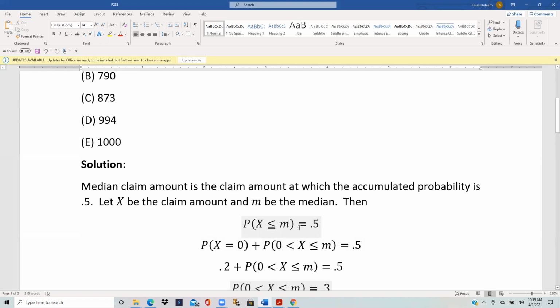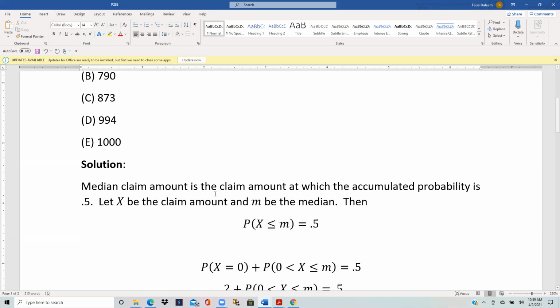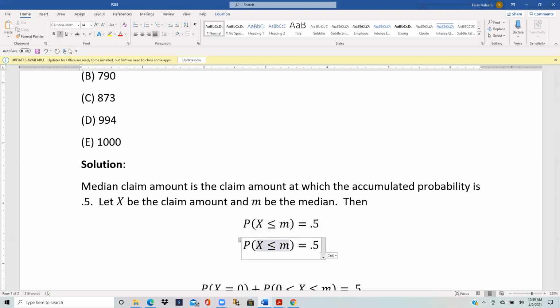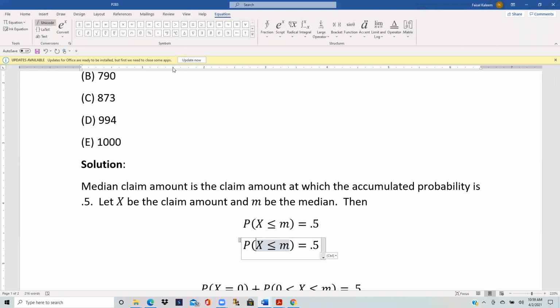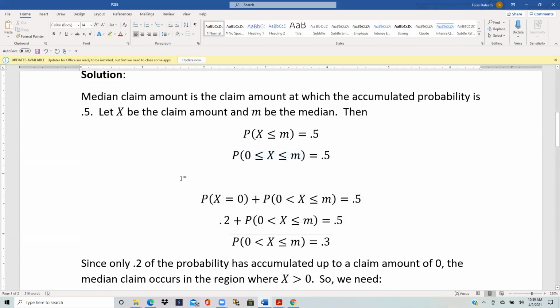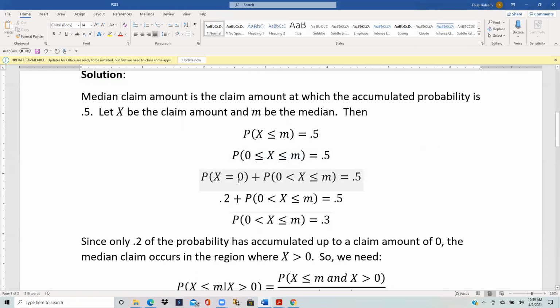So maybe we can do one more step here, because less than or equal to m practically means greater than or equal to 0 and less than or equal to m. So let's also put greater than or equal to 0 here. And that now can be broken into equal to 0, and greater than 0 and less than or equal to m. So the probability that it's equal to 0 is 0.2, because that's the probability that no loss occurs, plus the probability between 0 and less than or equal to m. So that gives probability x greater than 0 and less than or equal to m is 0.3.